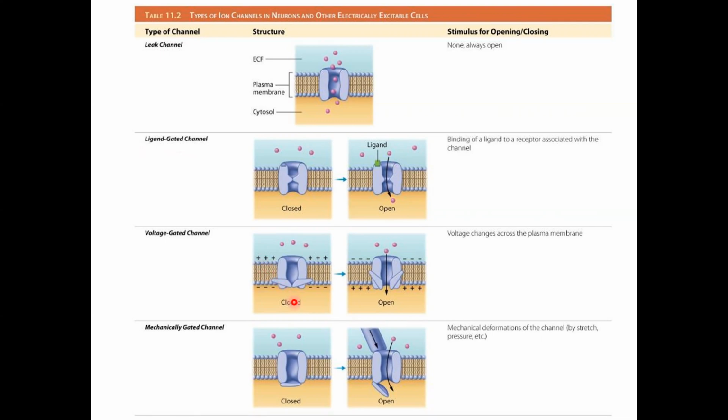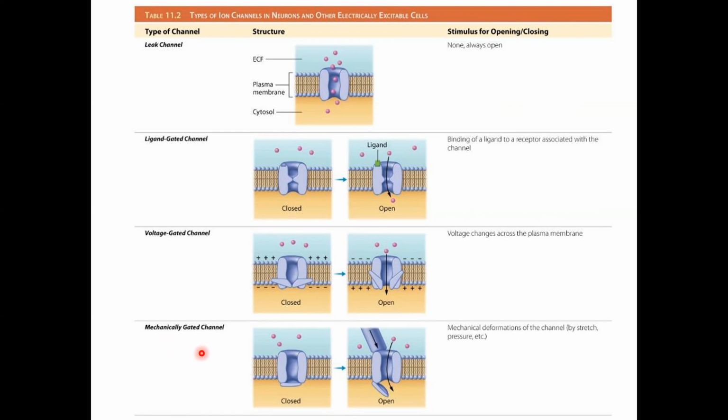Now, voltage-gated channels. Voltage-gated channels are also closed. But to open this one, we don't use a ligand, we use a change in voltage. Look over here, we have negative charge inside and positive outside, and this channel is closed. But if the cell becomes positive inside and negative outside, you see how we reverse this polarity, then this voltage-gated channel opens and allows particles to move through it.